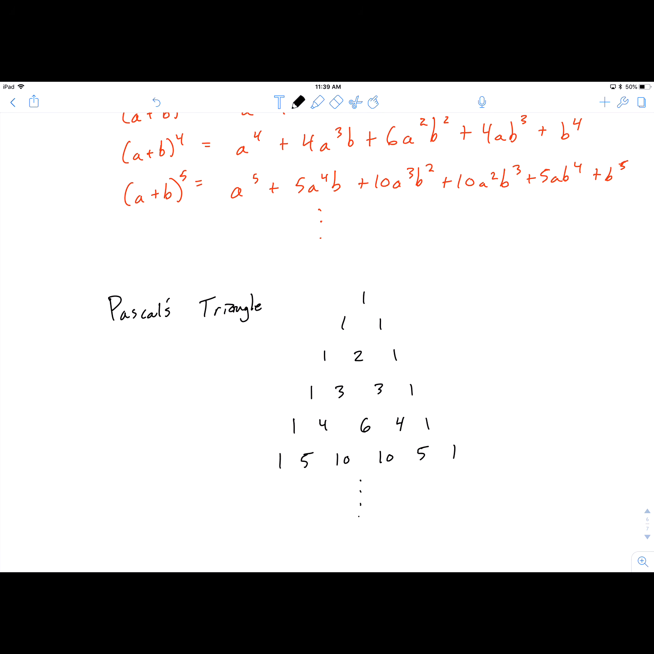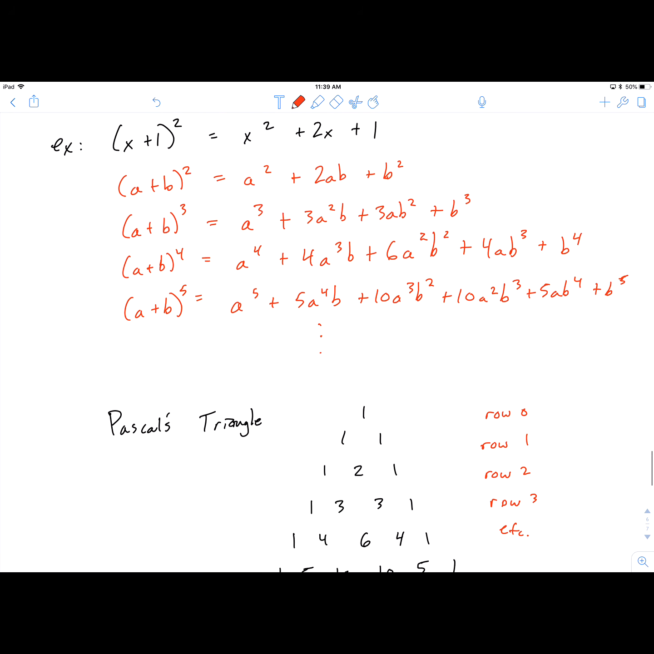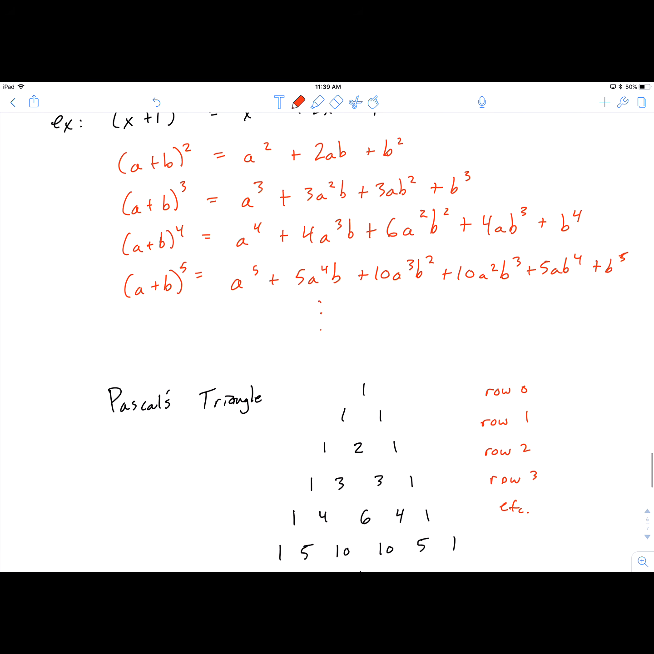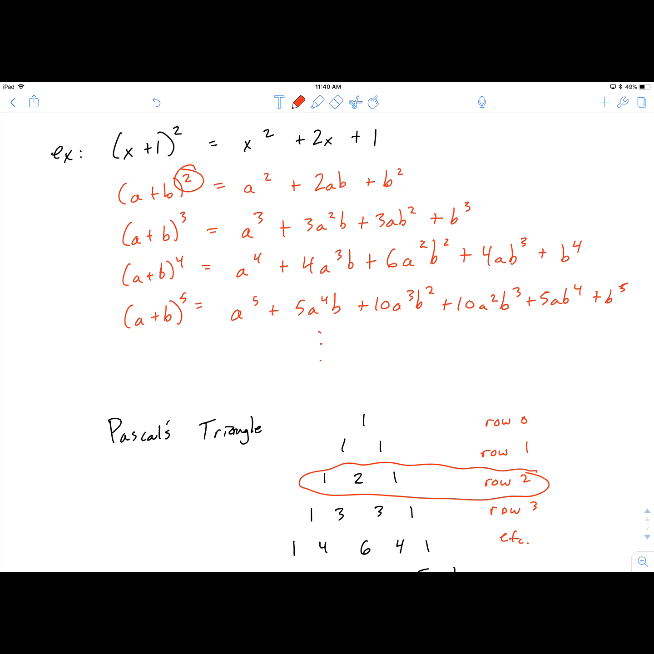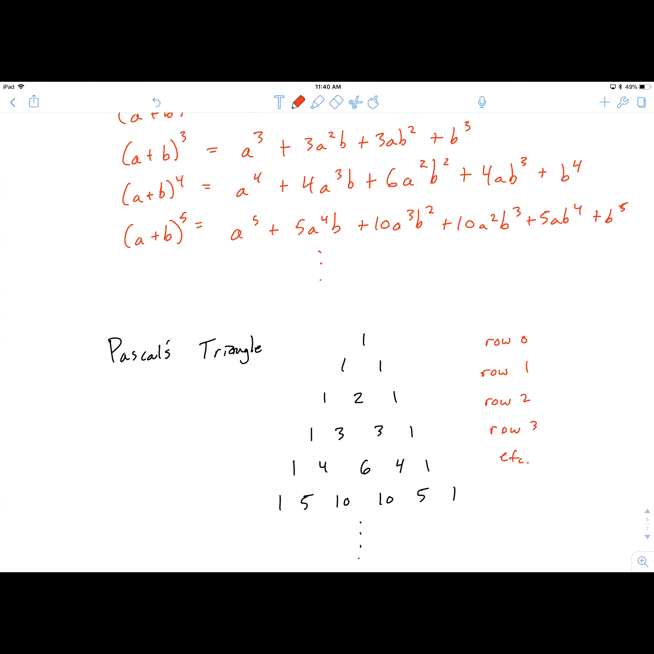So just to show you the details of this, it helps to number these starting at 0. So this would be row 0, this would be row 1, row 2, row 3, etc. And the row corresponds to what power you have on this expansion. So row 2, for instance, has the coefficients for a plus b squared. Row 3 has the coefficients for a plus b cubed. Row 1 would have the coefficients for a plus b to the 1, which of course would both be 1 and 1, which makes sense.